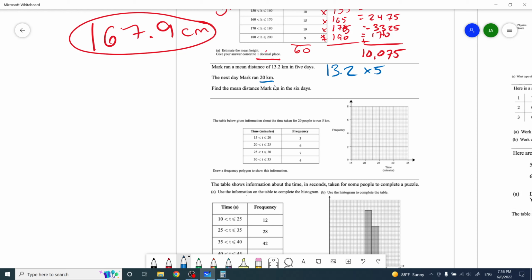But the next day, Mark runs 20 kilometers. So we're going to add 20 to this. And now we need to find the mean distance for the 6 days. So we're going to take all this now and just divide by 6.